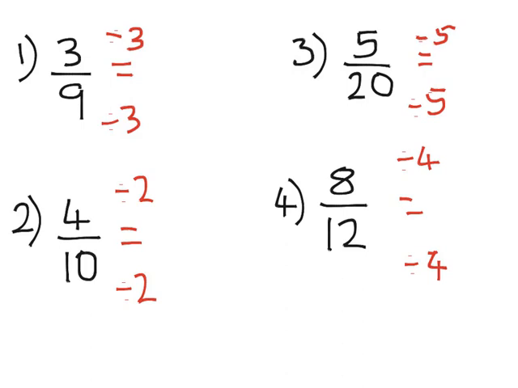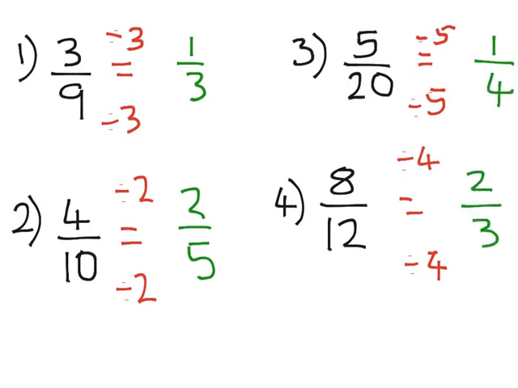These are the highest common factors you should have divided by, and it should have given you 1/3 for number 1, 2/5 for number 2, 1/4 for number 3, and 2/3 for number 4. How did you get on? Let me know.